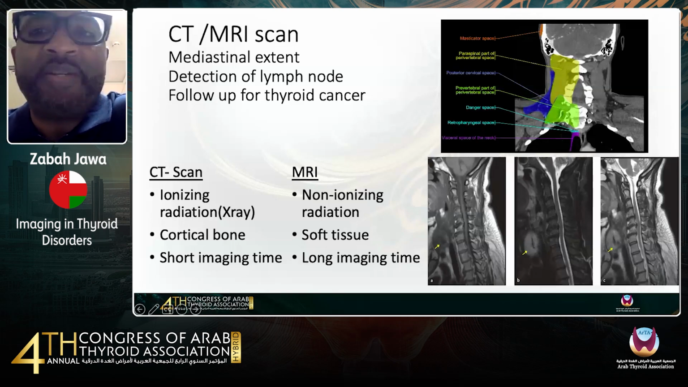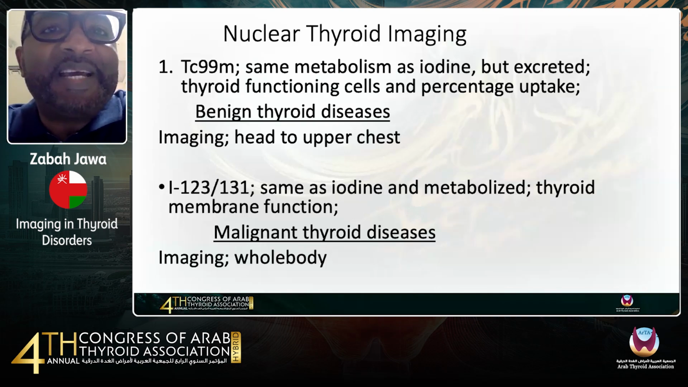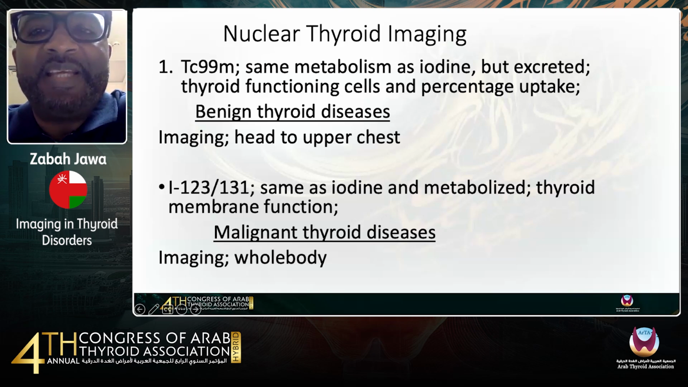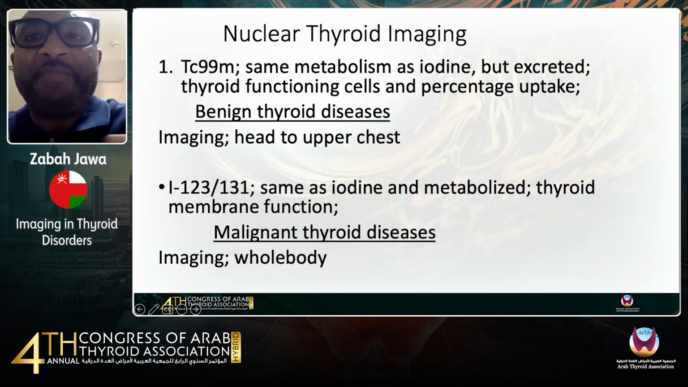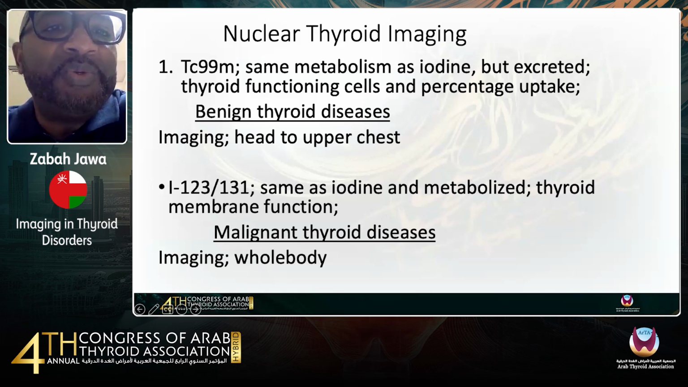a very significant role when you want to assess the extent of disease or when you want to follow up patients with non-thyroid cancers. Now, nuclear scans, like I said earlier on, the most common examination for thyroid imaging is technetium 99m, and technetium portrays iodine, but the thing is that it is excreted. So technetium can be used to look at the functional significance of thyroid tissue, and it can also calculate percentage uptake. Technetium, because it is not metabolized like iodine, can only be used to assess benign thyroid diseases, and therefore we image only the head and the upper chest.